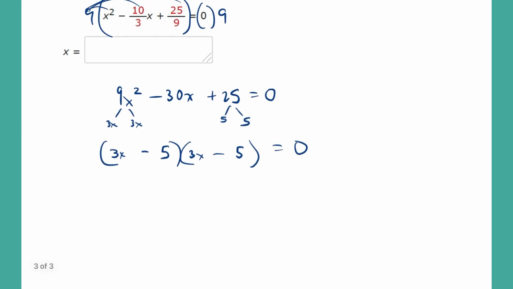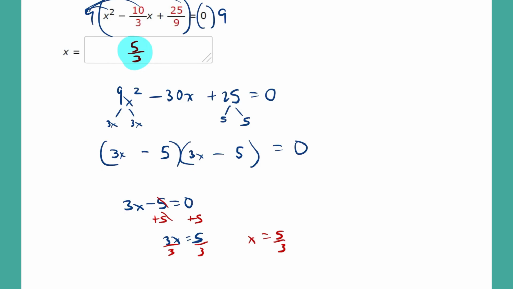All right, so that's going to do it. Now we set them equal to 0. Since they're the same factors, you only need to set one of them equal to 0. You don't need to set both of them equal to 0. And then you would solve that equation. So that would be our final solution, 5/3. And that concludes this section.